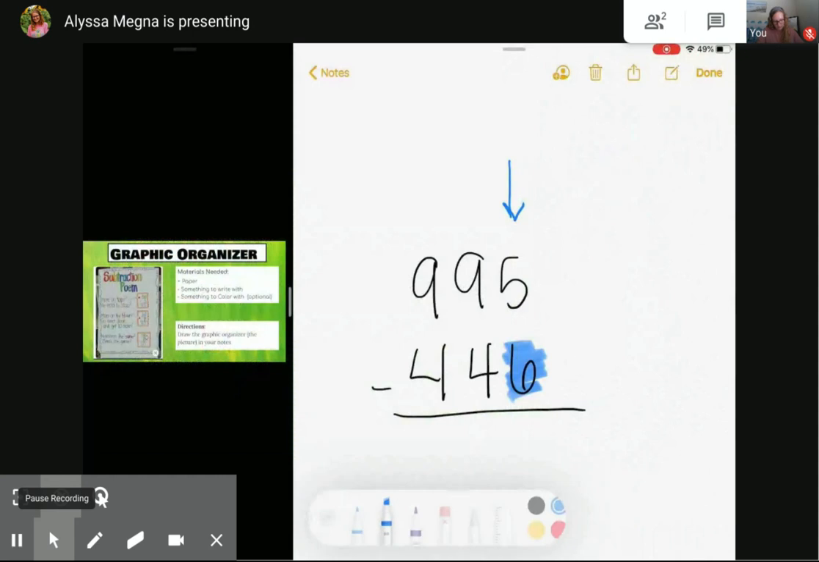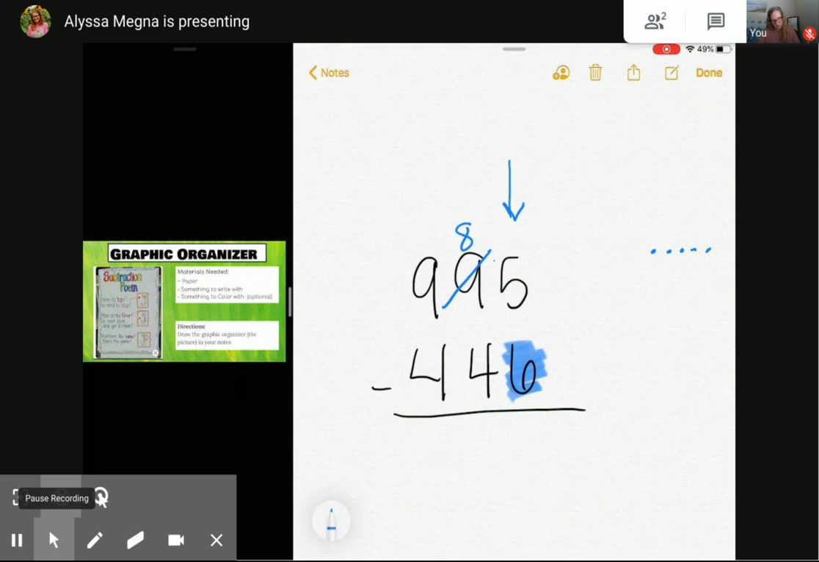And that is because this is what it looks like. We have 5 ones, and we want to give away 6. We don't have 6, so we need to borrow. We're going to go over to our tens. We have 9 tens. We're going to borrow one of them, so that's 8. And remember, every time we borrow from the next place value over, we get 10 more. So we're going to add 10 to this 5. So this 5 is going to be a 15.